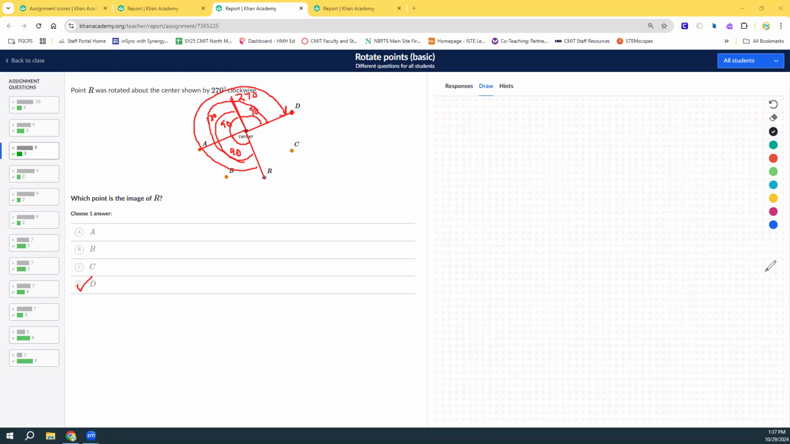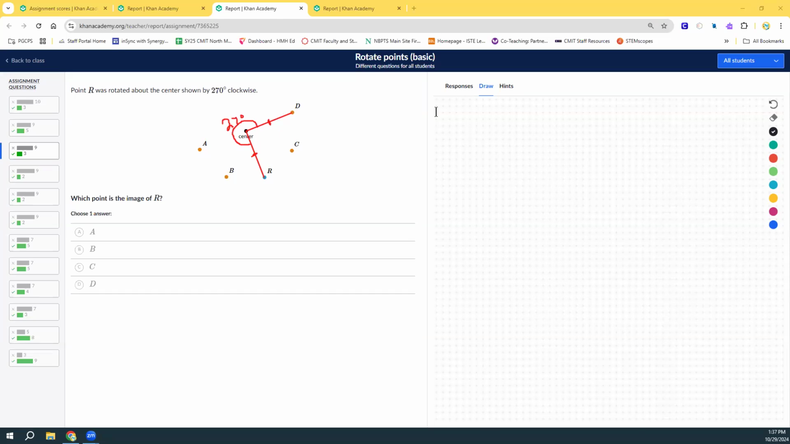Okay, so now I'm just going to show you that we can see 2 things. We can see the 270, and we can also see that these are the same distance.